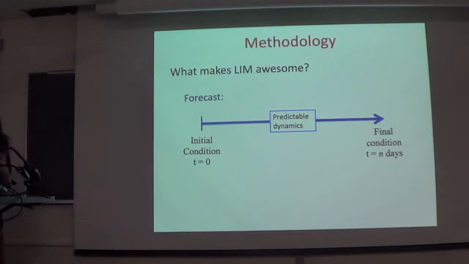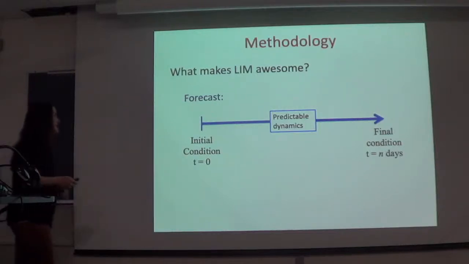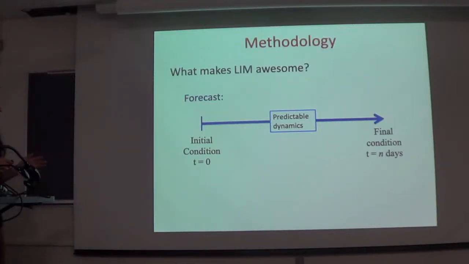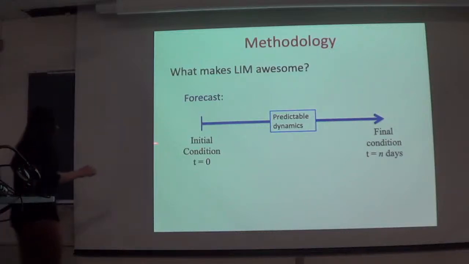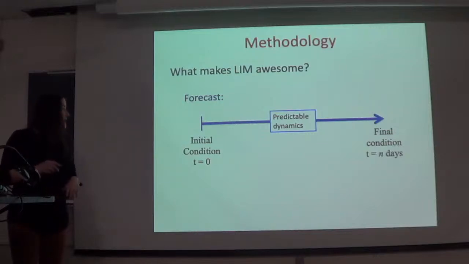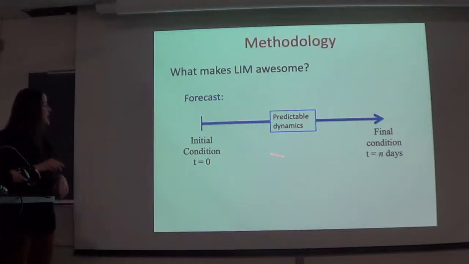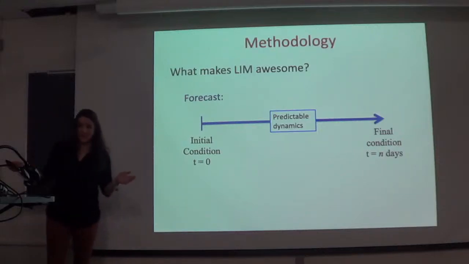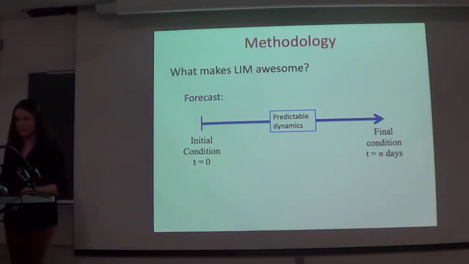But one particular thing that you can do with LIM makes it really different from, for example, when you think of a typical forecast. If you think of a typical forecast using a statistical model, you have some initial condition at time 0, and then based on the predictable dynamics of the system, you get to some final condition after so many days, right? Forecasts move forward in time.